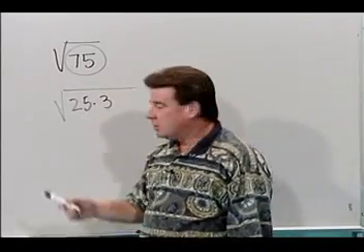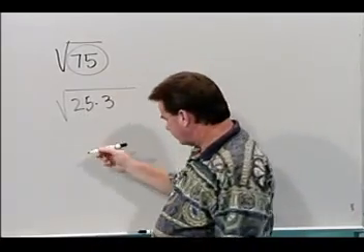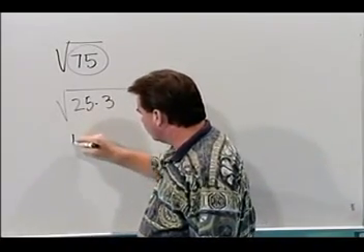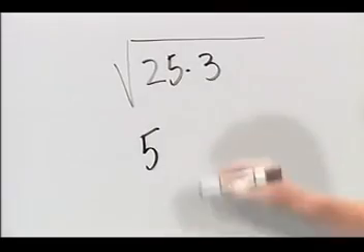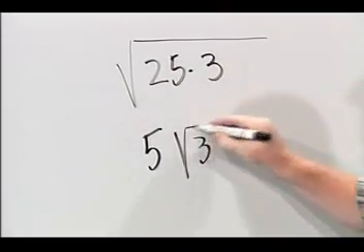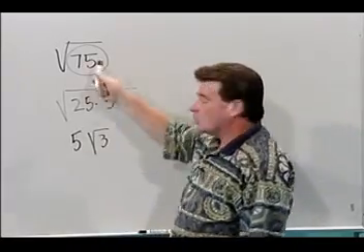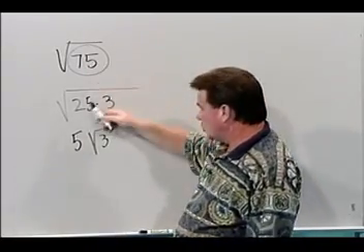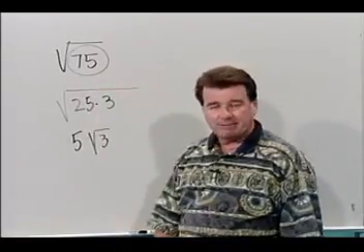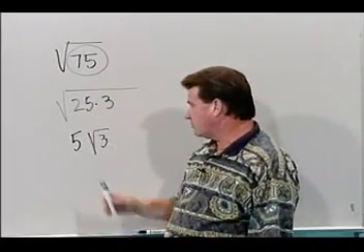Now my question to you is, what is the square root of 25? And you say, hopefully, the square root of 25 is 5. You take that out, and what's left inside is 3. So if somebody said to you, let's simplify the square root of 75, what you would do is rewrite that as 25 times 3 and find out the square root of 25 is 5.